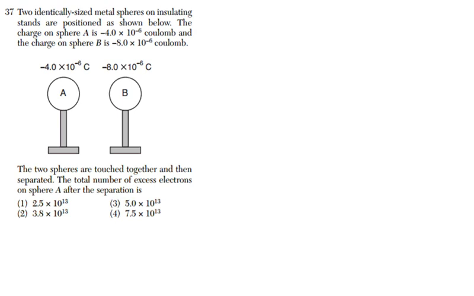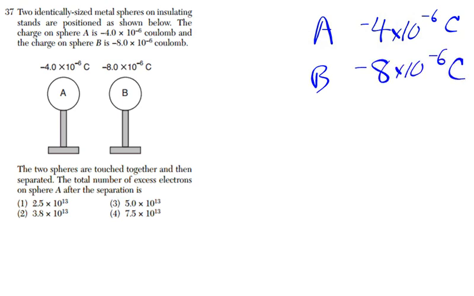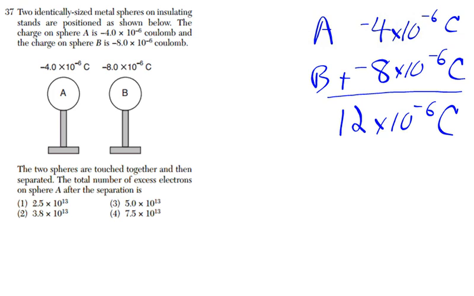So if we take these two conducting spheres and touch them together, they split the amount of charge equally. In other words, what's the total amount of charge between these two objects? Sphere A contributes negative 4 times 10 to the negative 6 coulombs. Sphere B contributes negative 8 times 10 to the negative 6 coulombs. So what's the total amount of charge here? Well, we can just add these two together, and you wind up with negative 12 times 10 to the negative 6 coulombs.